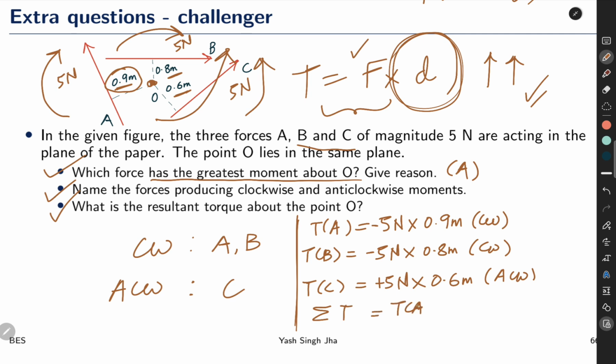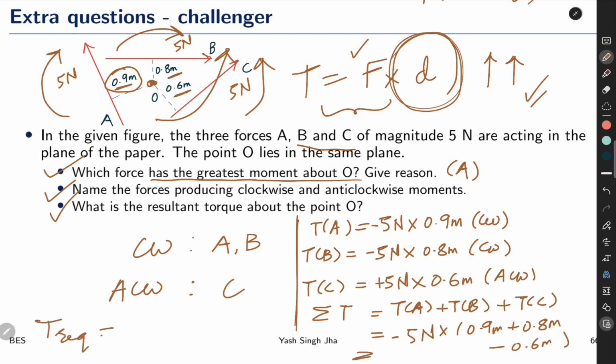So torque due to A plus torque due to B plus torque due to C turns out to be 5 Newton into minus 0.9 meters minus 0.8 meters plus 0.6 meters. Very easy to calculate. And we get the resultant torque to be minus 5.5 Newton meters.